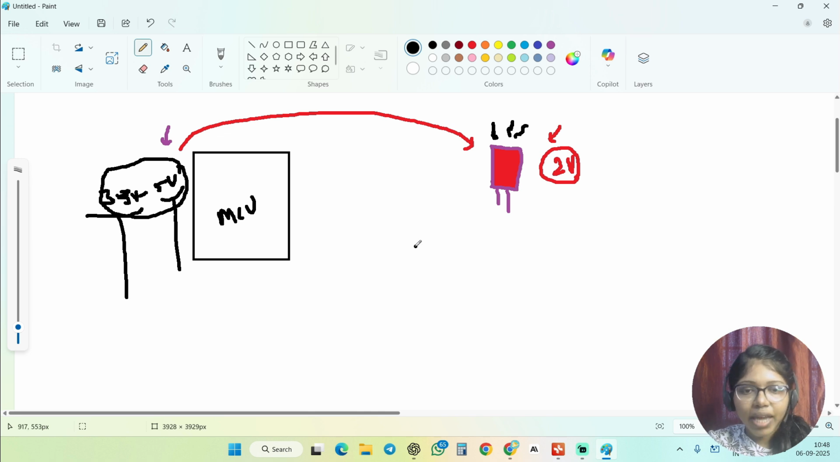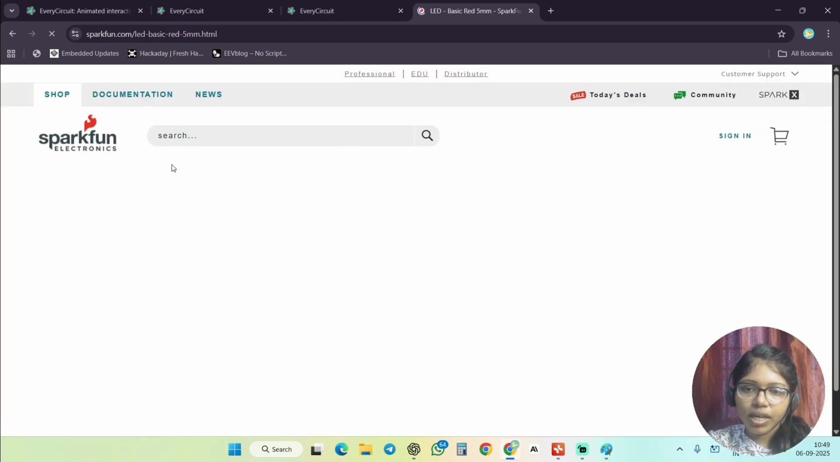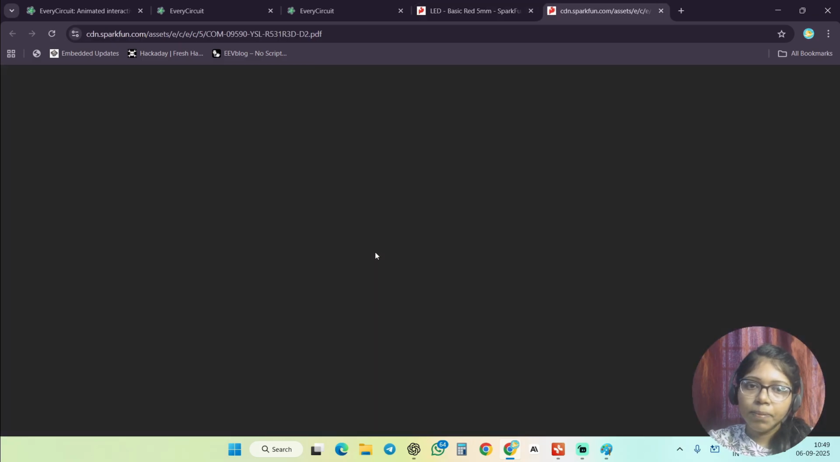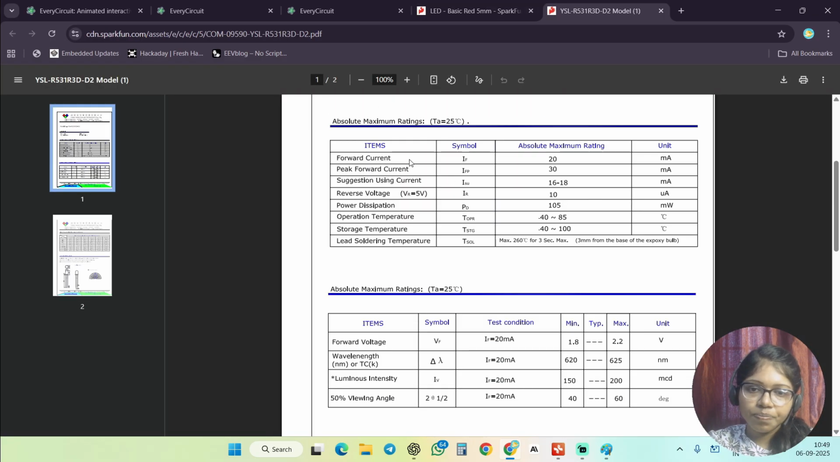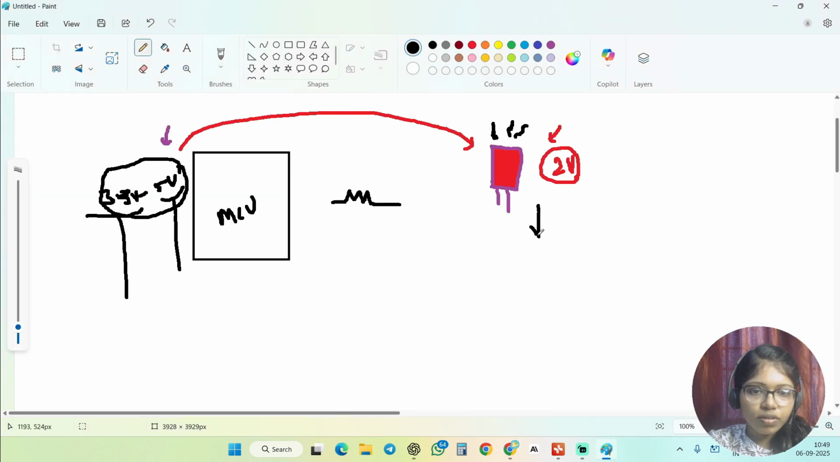Here you can add one resistor meanwhile. Now we will check the forward voltage and forward current of this LED. Open the data sheet for whichever LED you have, whether red, yellow or blue, and check it. Scroll down. What is the forward voltage? The forward voltage, from minimum to maximum, is 1.8 to 2.2 volt.